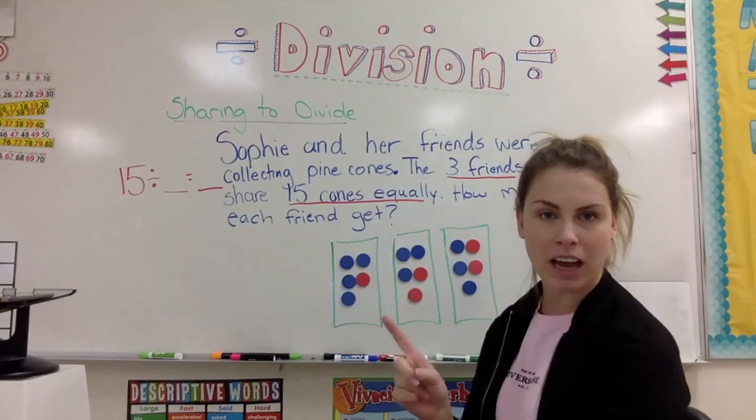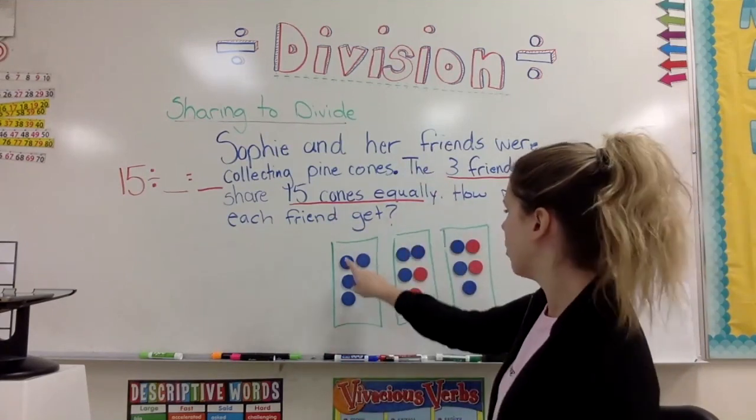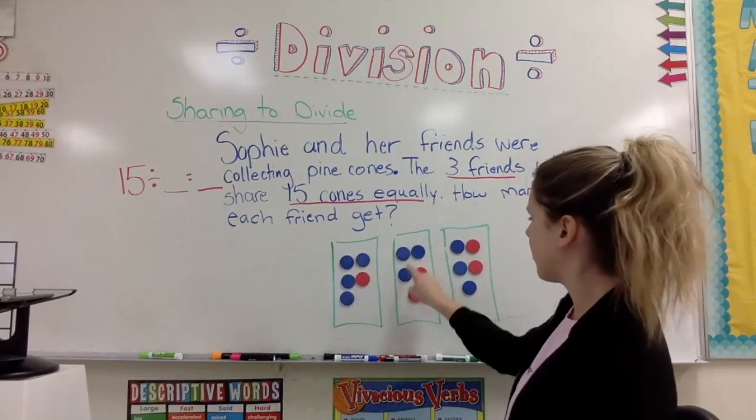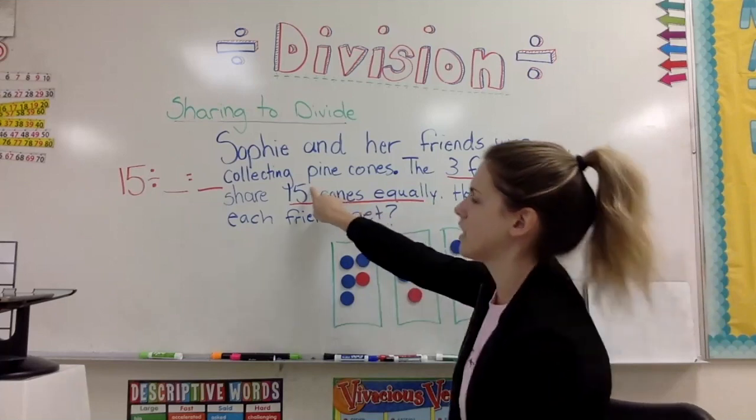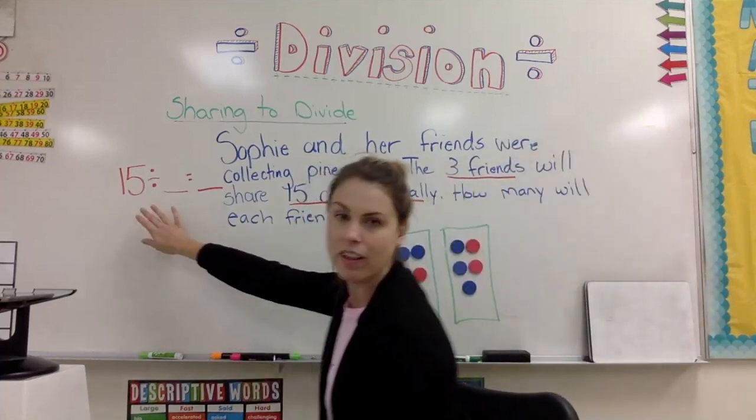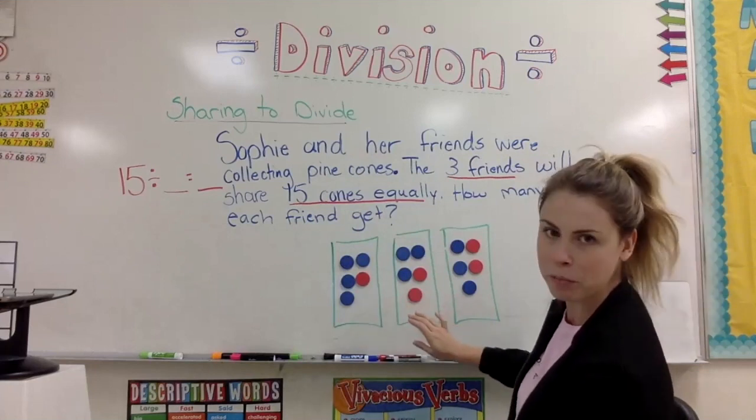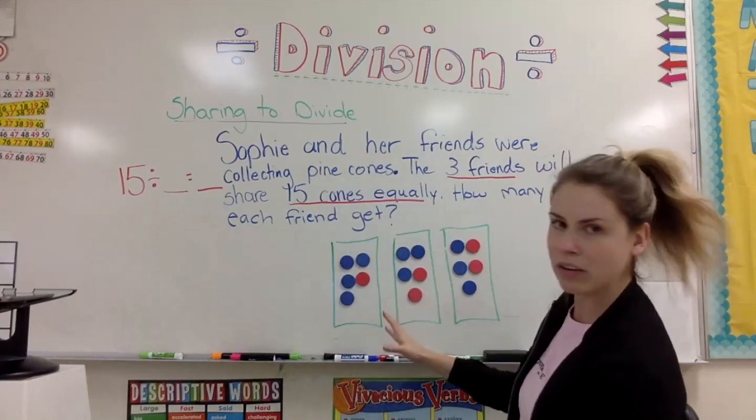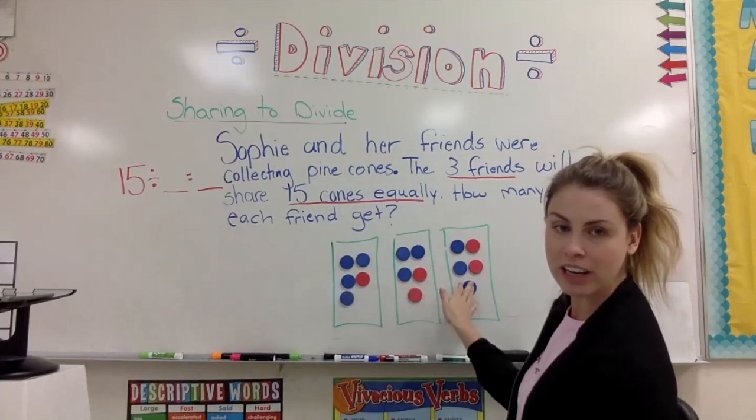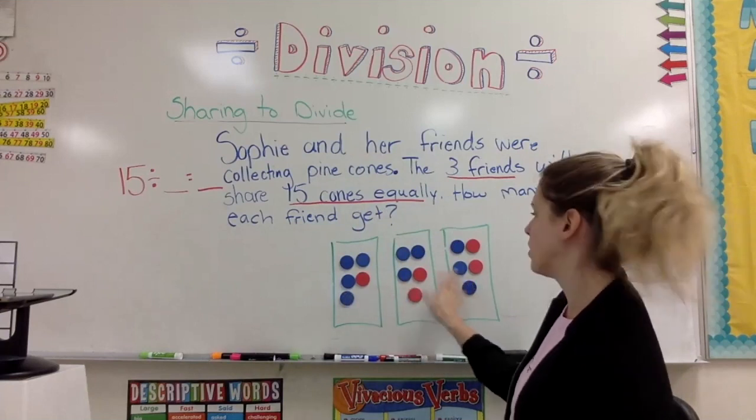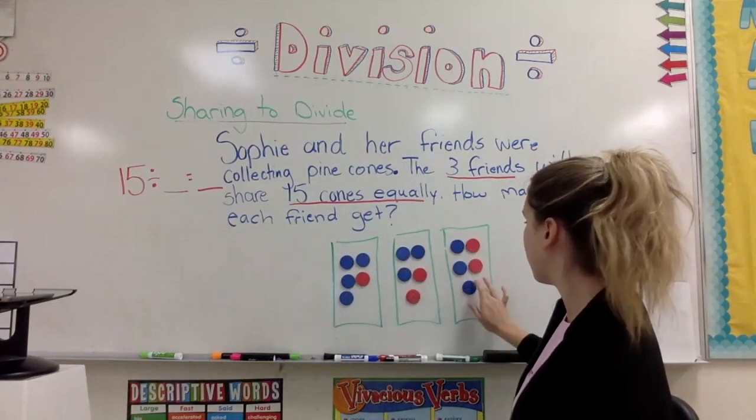So now the first thing I want to check is that I have 15 cones all together still. 1, 2, 3, 4, 5, 6, 7, 8, 9, 10, 11, 12, 13, 14, 15. Yes, I have 15 all together. 15 cones were divided into 3 groups for 3 people. Now we have to make sure, are there the same amount in each group? Did each person, kid 1, kid 2, kid 3, get the same amount of cones? 1, 2, 3, 4, 5, 1, 2, 3, 4, 5, 1, 2, 3, 4, 5.